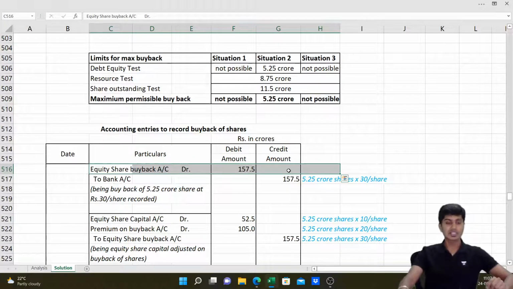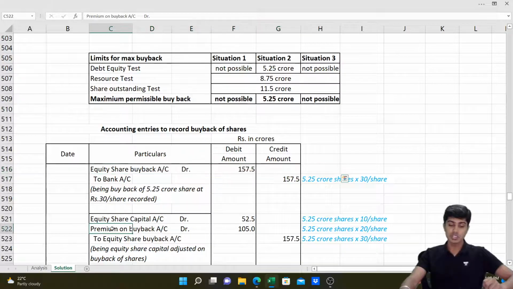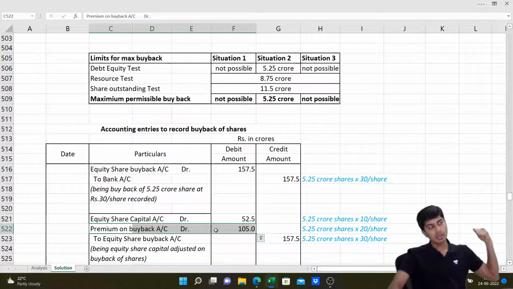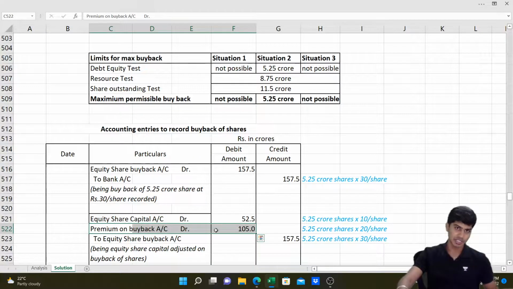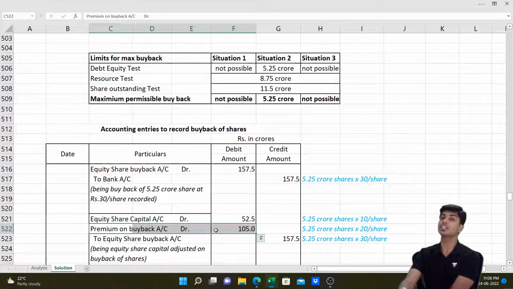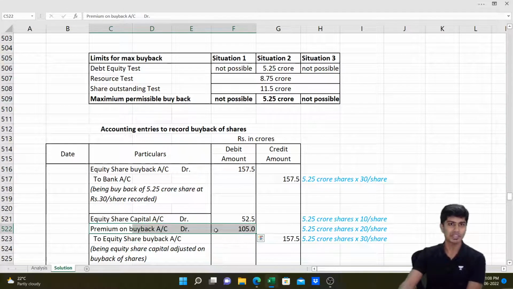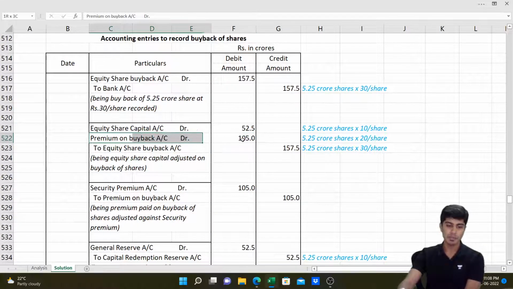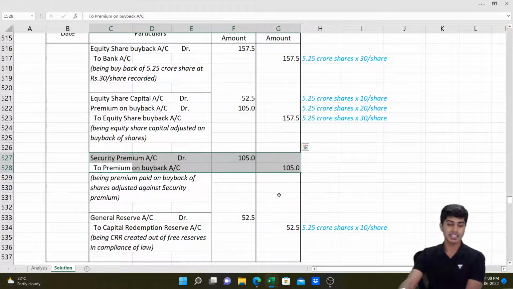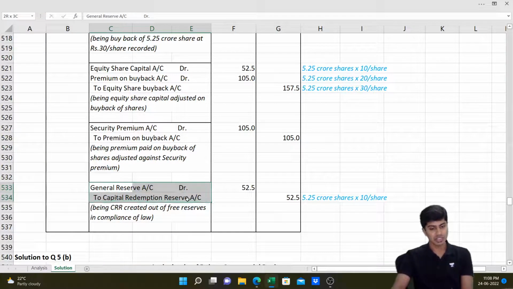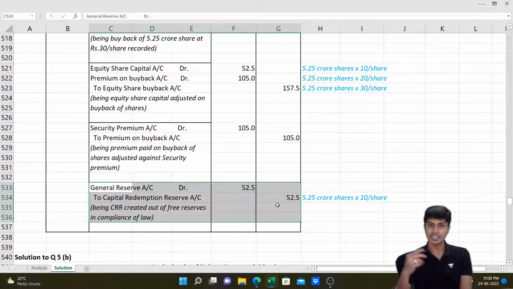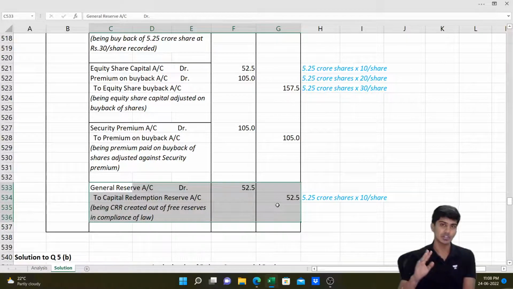Next, 2 things you have to do. Number 1, you need to close this premium on buyback by adjusting it against security premium. Number 2, you need to create CRR, capital redemption reserve, to the extent of nominal value of shares bought back other than by way of fresh issue, because the capital is reducing, to comply with the Companies Act. Let's write this off. Premium on buyback is written off by crediting premium on buyback and debiting security premium. Next is creating CRR. General reserve or P&L account can be used, and the credit will be given to capital redemption reserve. This is done to the extent of nominal value of shares bought back only, not to the extent of security premium. So 5.25 crore shares are bought back, multiplied by 10 rupees per share, that gives you 52.5.